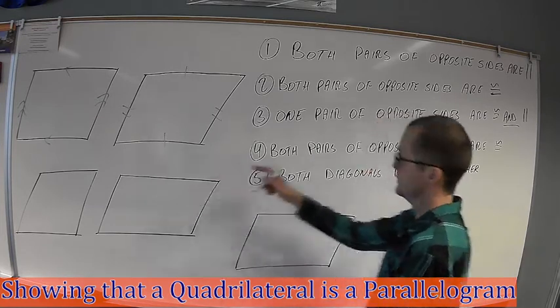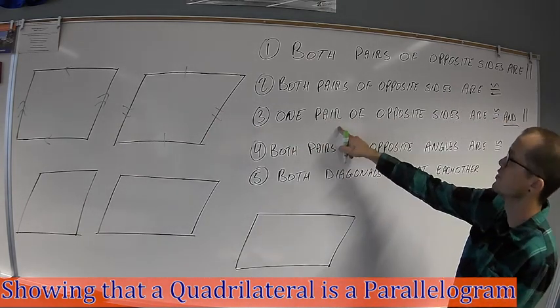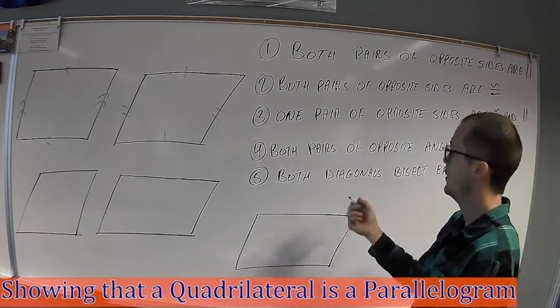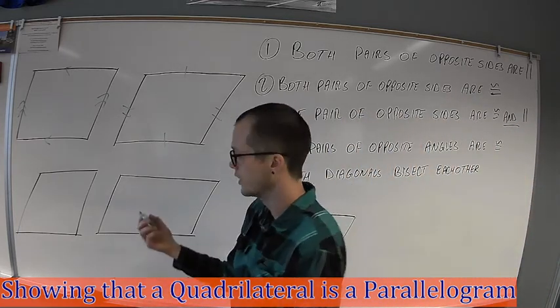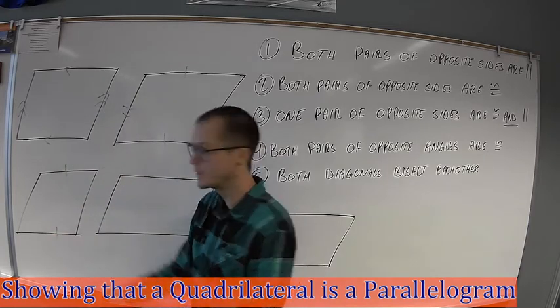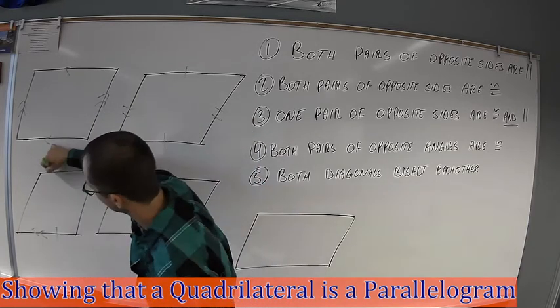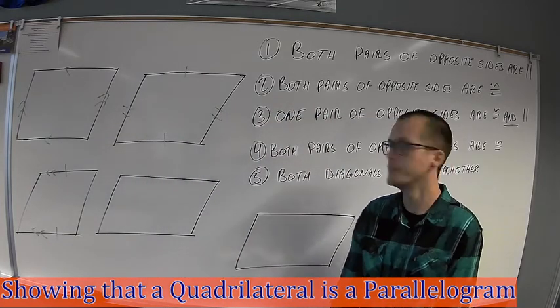All right, the third one. Oh gosh, not a great drawing, doesn't look like a parallelogram, but if we can show that one pair of opposite sides are both congruent and parallel, then we definitely have a parallelogram. So I'll go top and bottom here. If we can show that these two sides have the same length and that they're parallel to one another, then we definitely have a parallelogram.